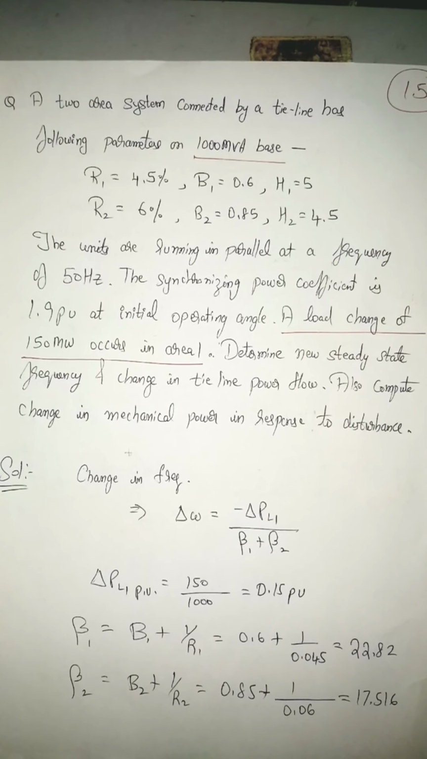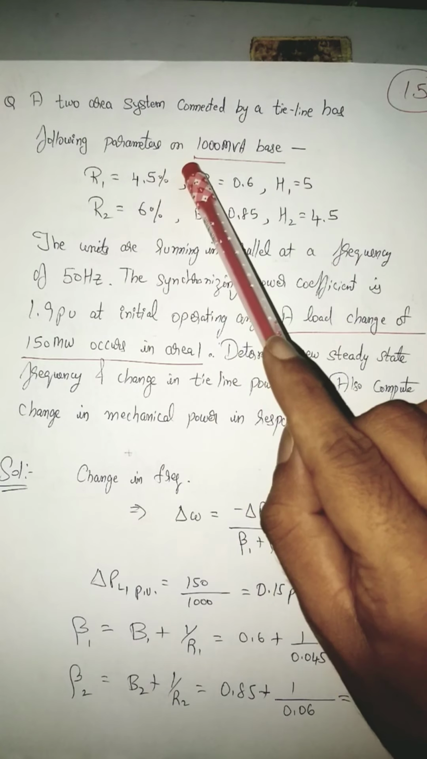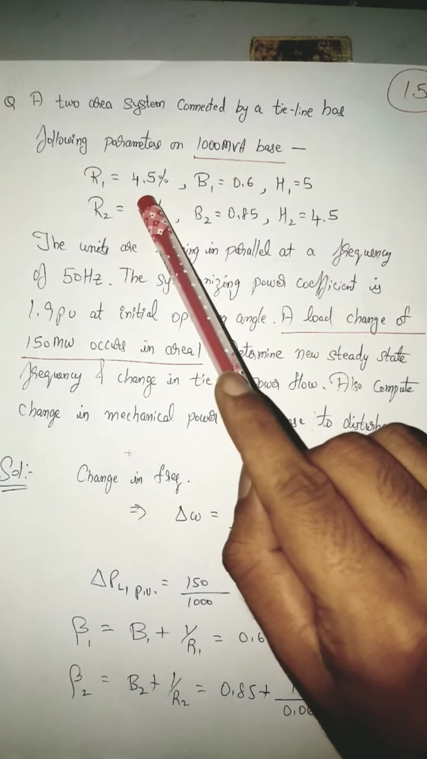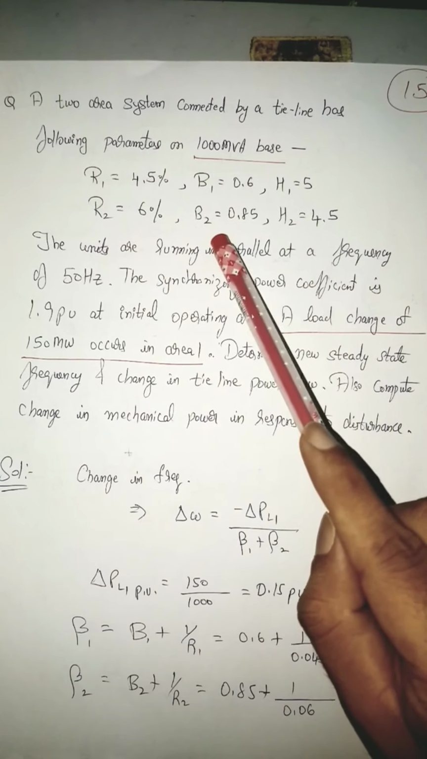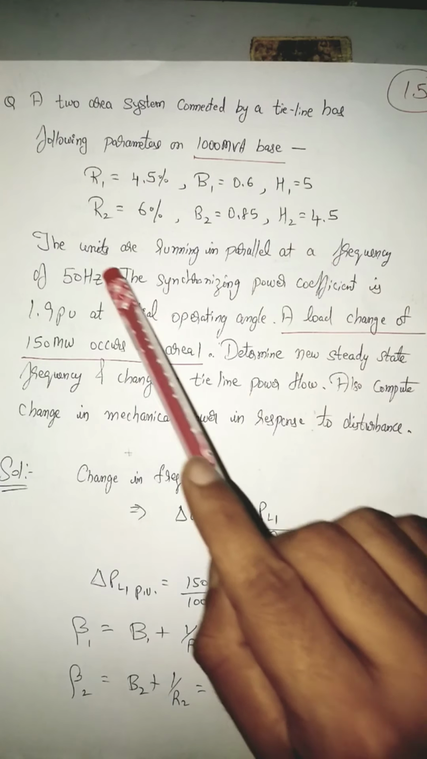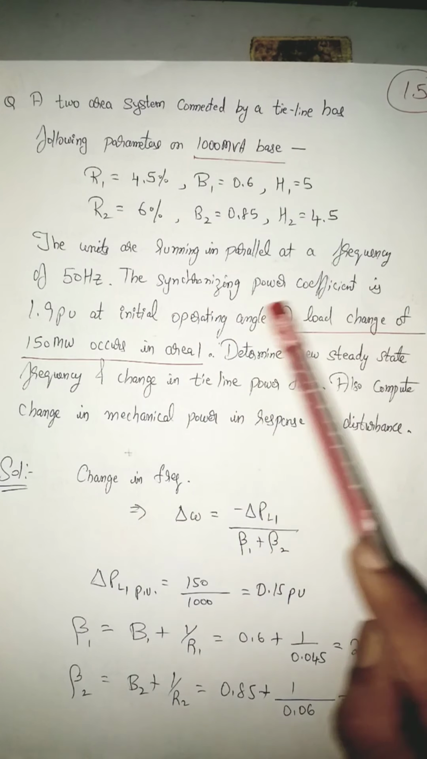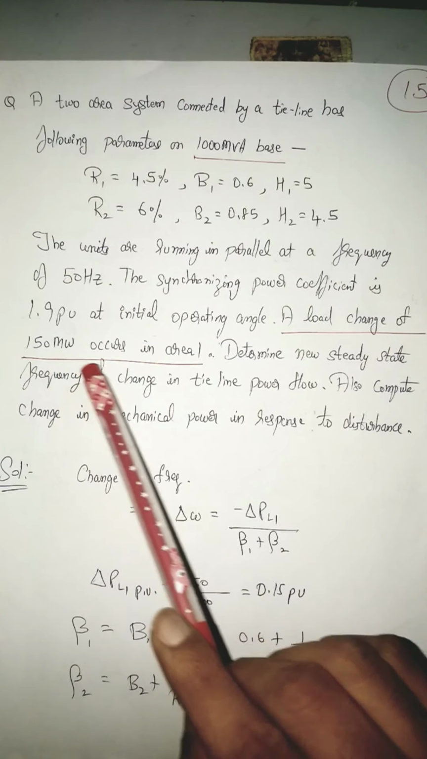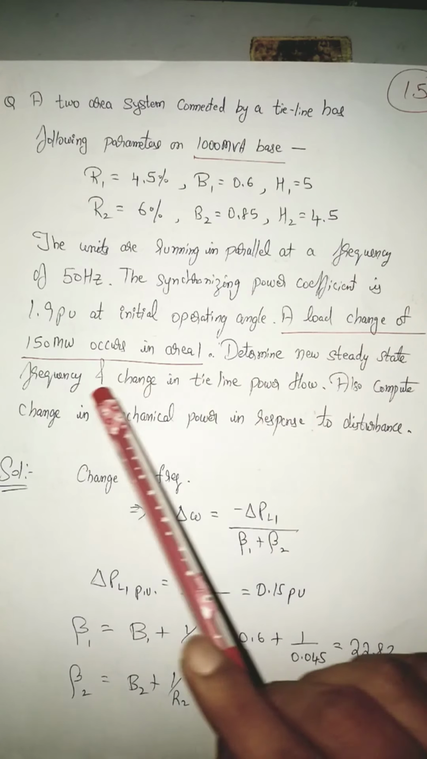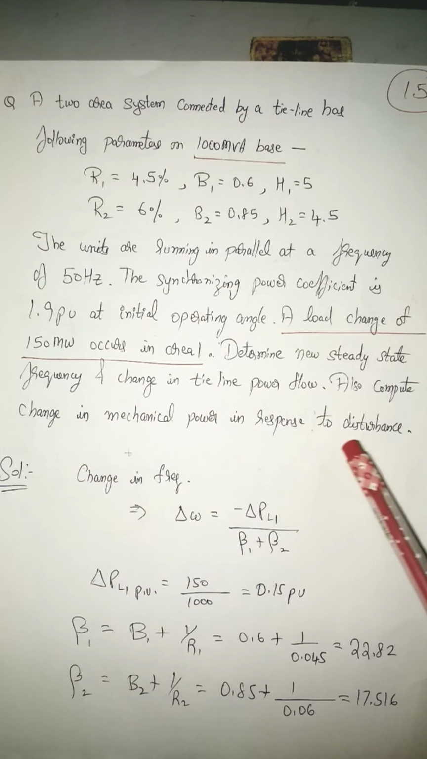Now we have a problem on two area system. First, I would like to read the statement. A two area system connected by a tie line has the following parameters on 1000 MVA base. R1 is 4.5%, B1 is 0.6, H1 is 5, R2 is 6%, B2 is 0.85, H2 is 4.5. The units are running in parallel at a frequency of 50 Hz. The synchronizing power coefficient is 1.9 per unit at initial operating angle. A load change of 150 MW occurs in area 1. Determine the new steady state frequency and change in tie line power flow. Also compute the change in mechanical power in response to the disturbance.